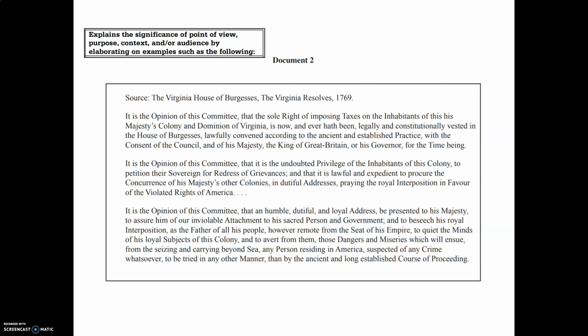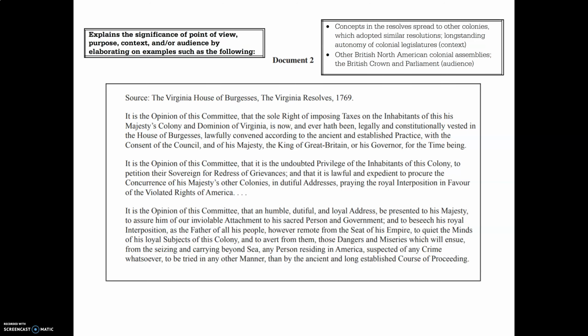Let's look at document 2, the House of Burgesses document. For context, they would say context would be concepts in the resolves, that's to say this thing right here, spread to the other colonies which adopted similar resolutions, and the long-standing autonomy of colonial legislatures. That is something I mentioned in the previous video. They had 150 years literally of self-government in Virginia before these resolves were passed. That's the context. Audience: other British North American colonial assemblies, the British Crown and Parliament. I think you could also argue the colonists of Virginia specifically.